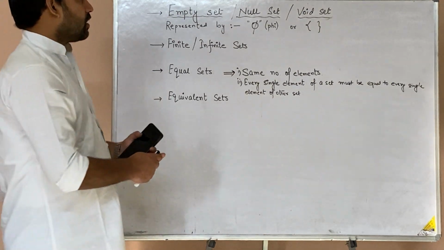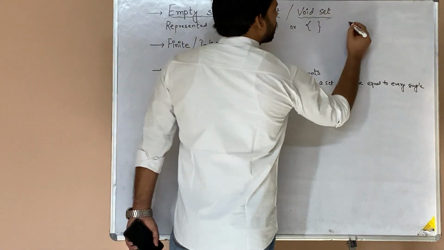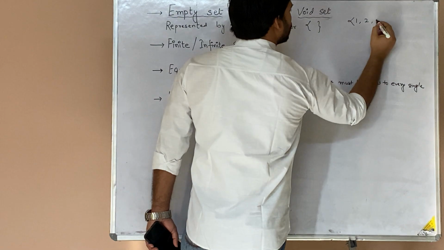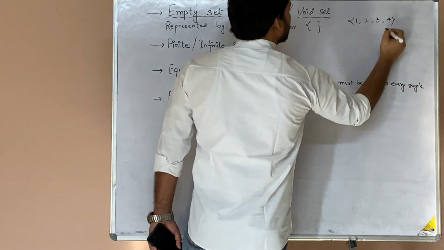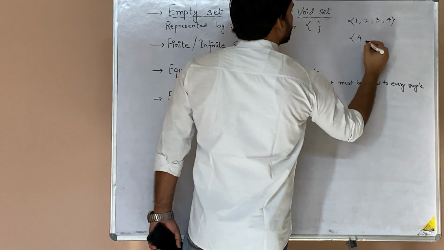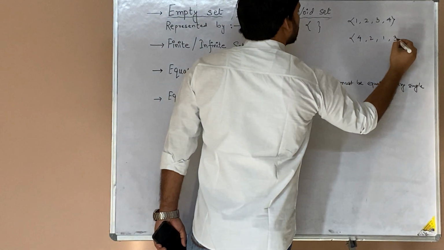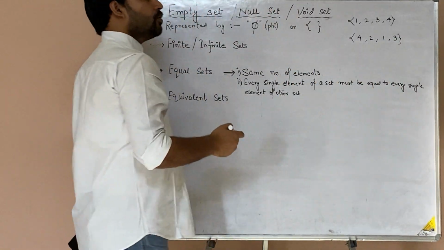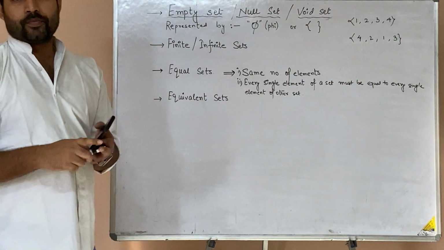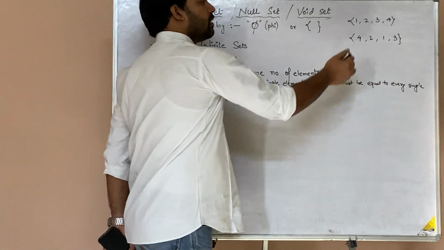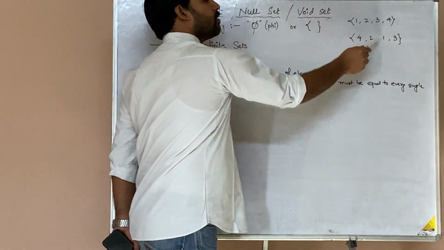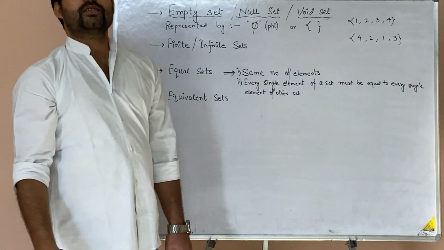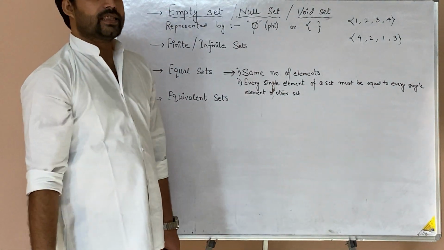But suppose I give you a set like this, say a set having 1, 2, 3, 4, and another set I am giving you like 4, 2, 1, 3. Now if I ask you, are the sets equal? First you will count that the number of elements here are 4, here also it is 4. So that means yes, the first criteria is met.